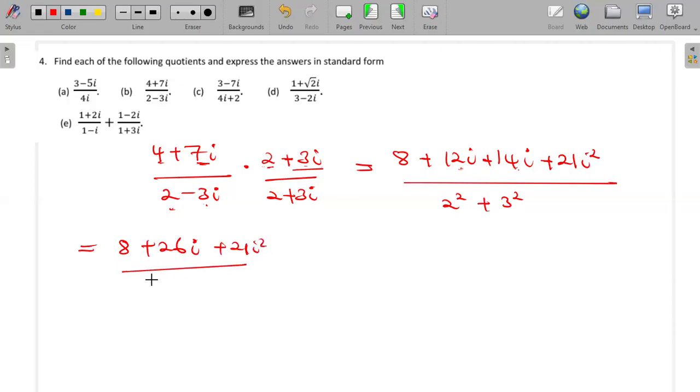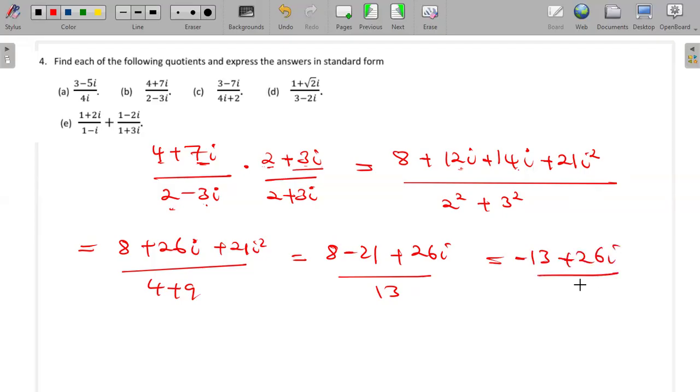So down there you get 4 plus 9. But what is i squared? It is negative 1. So this becomes negative 21. So that will be 8 minus 21 plus 26i over 13. So 8 minus 21 gives me negative 13. And this is going to be negative 13 plus 26i over 13.